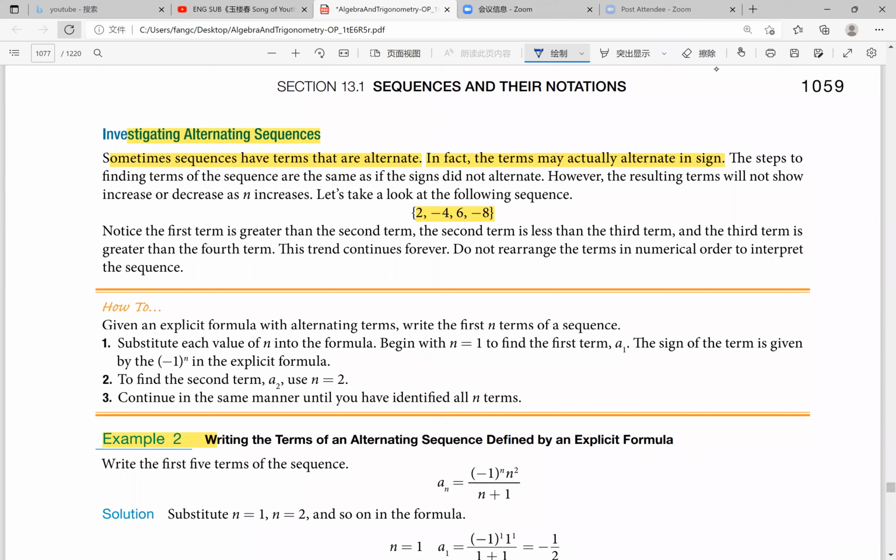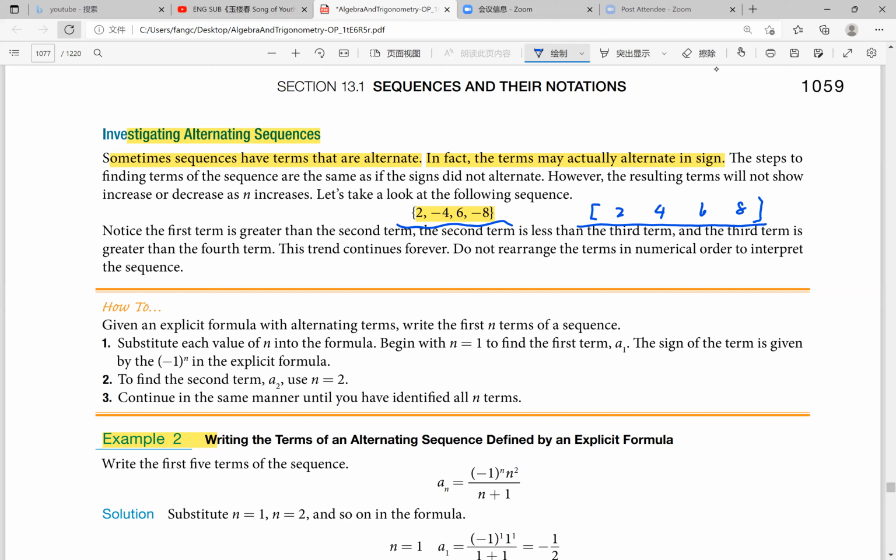Investigating alternating sequences. After I introduced the infinite sequence and the finite sequence to you, the next one I want to introduce is alternating sequences. It is also very easy. Sometimes sequences have terms that alternate. In fact, the terms may actually alternate in sign. For example, this sequence: 2, -4, 6, -8. If we compare with this sequence, 2, 4, 6, 8, this one is quite easy.